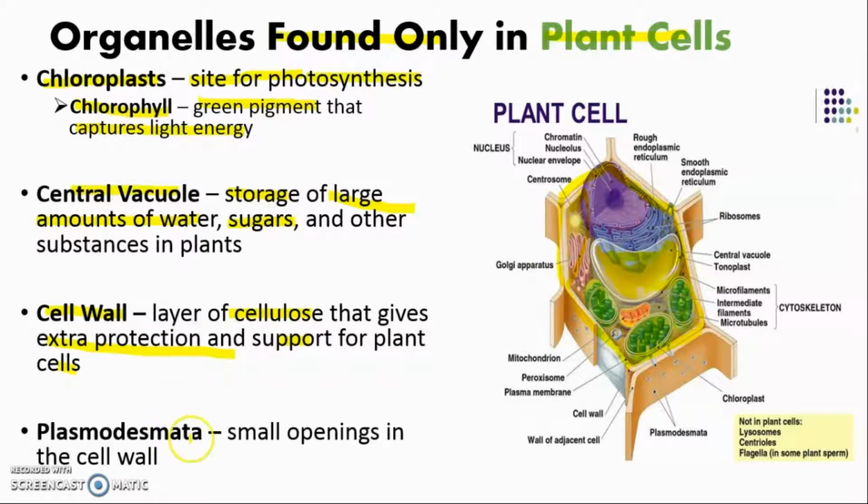So, good thing there's what we call plasmodesmata. These are small openings in the cell wall. In this diagram, as you can see, there are small holes in the cell wall of the plants. These serve as passageways or channels wherein the materials can go inside and outside of the plant cell. Again, these four organelles are only found in the plant cells and not in animal cells.